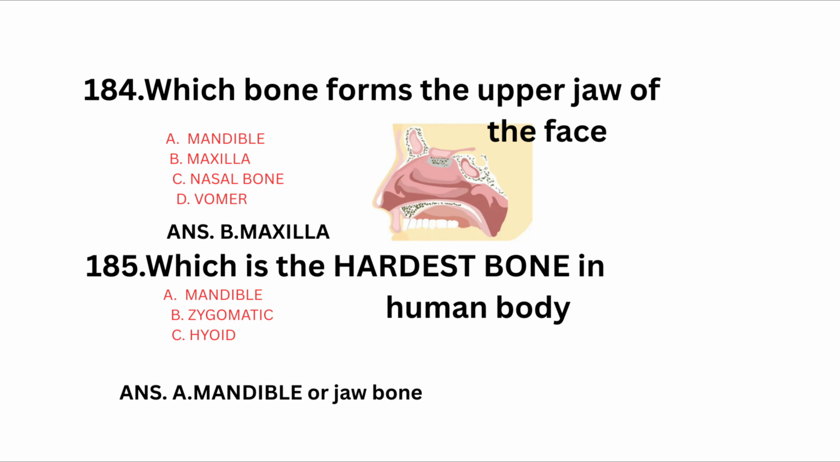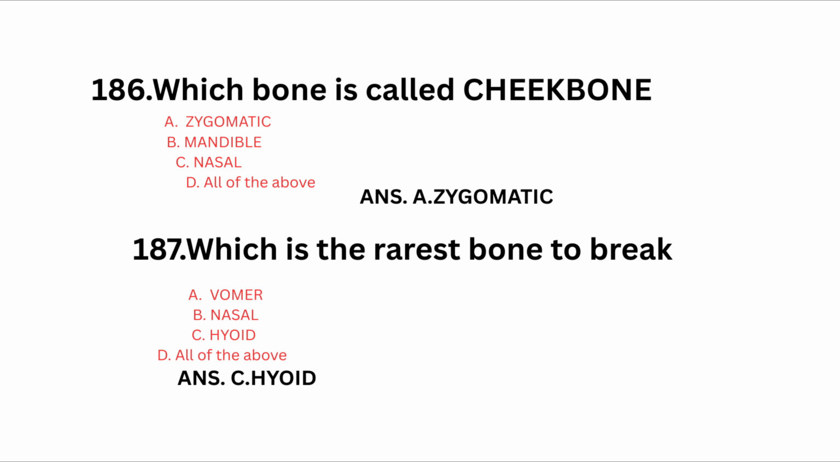184, which bone forms the upper jaw of the face? A mandible, B maxilla, C nasal bone, D femur. Answer is B maxilla. 185, which is the hardest bone in human body? A mandible, B zygomatic, C hyoid. The answer to that is the lower jaw bone, or the mandible. It's definitely the hardest bone of the body for sure, and the strongest muscle we had read already. Just remember and write in the comment section below.